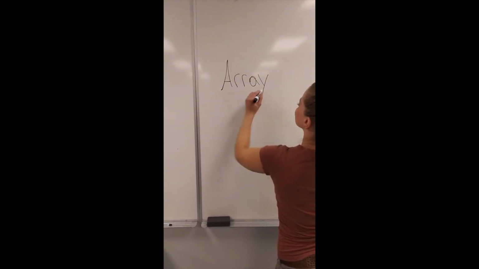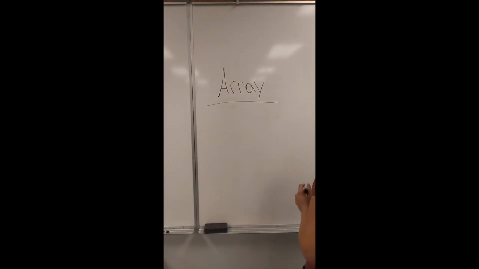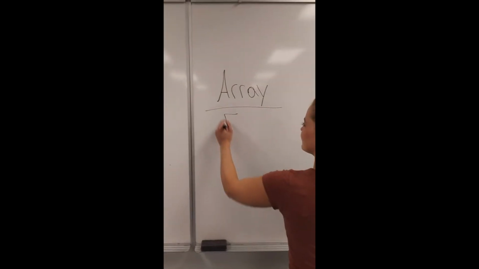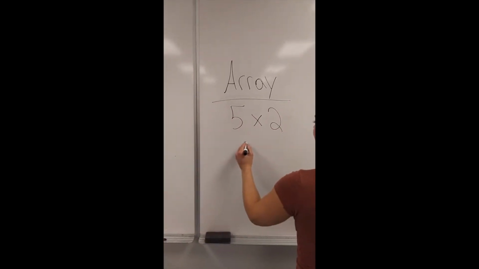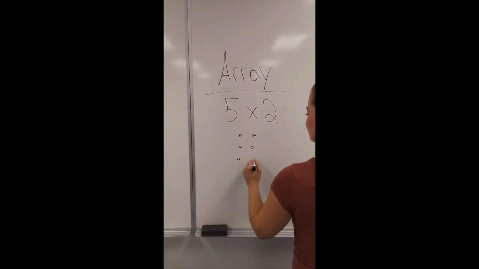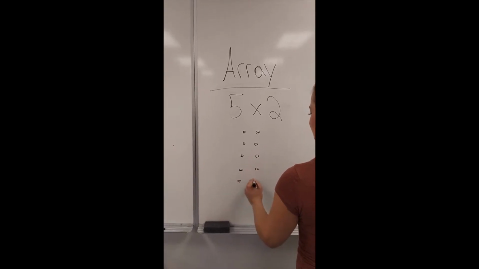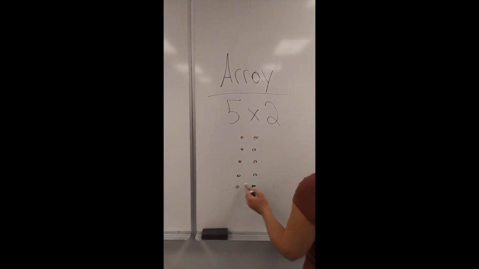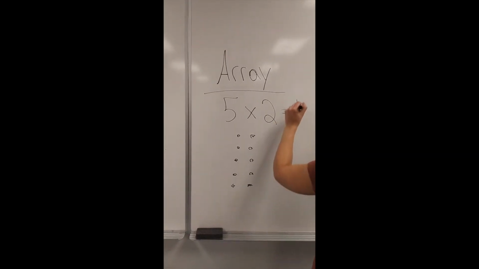An array is rows, or a way to solve an equation using a grouping or an arrangement. Let's start with a simple example. 5 multiplied by 2. I have drawn 5 rows with 2 dots. If I counted each individual dot, I would count 10. 5 multiplied by 2 is equal to 10.